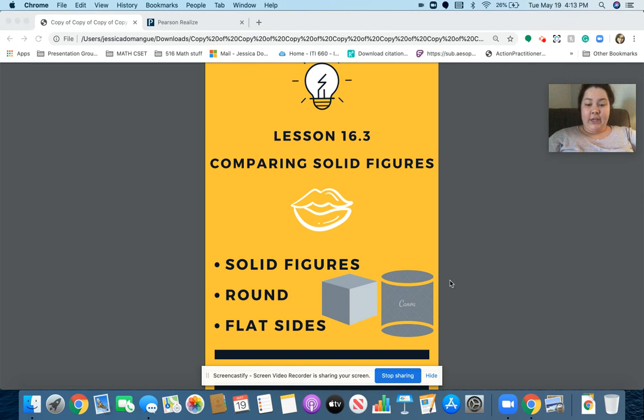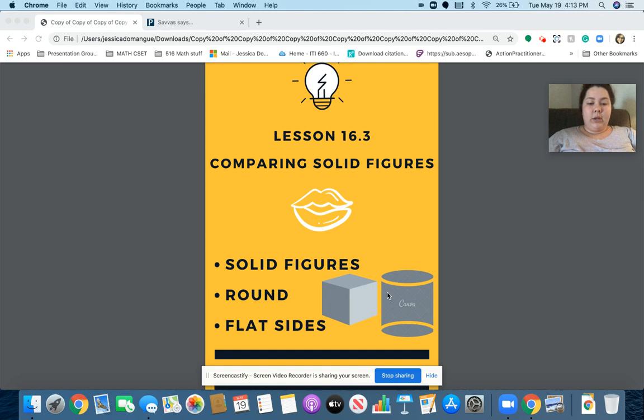Solid figures are not like flat shapes, where they're just a circle or a square and they're just flat. Solid figures have shape to them. Like a cube, a pair of dice are cubes, or a cylinder like this is like a can, maybe some canned soup.